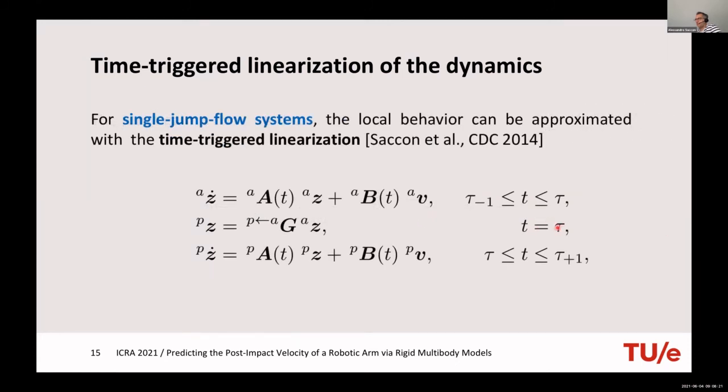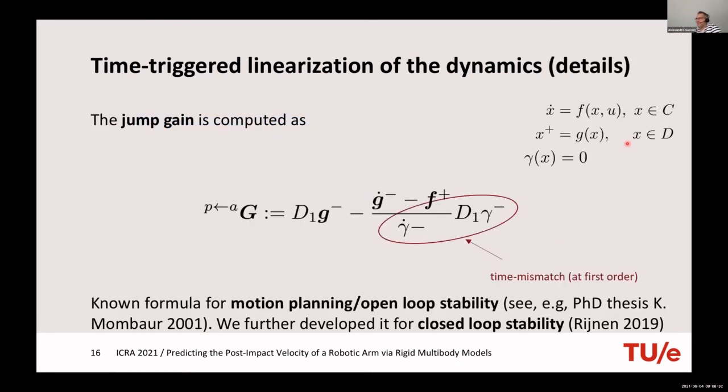So this tau here is the nominal impact time. So this jump map is a strange thing that has both the linearization of the jump map, but also has another part here that takes into account a first order estimation of the time mismatch, but it's based on the state. So like I said, I hope you have some familiarity. If not, I suggest you read, for example, the thesis of Katja, or also the PhD thesis of my student Mark Reining in 2019, where these kind of things are explained.